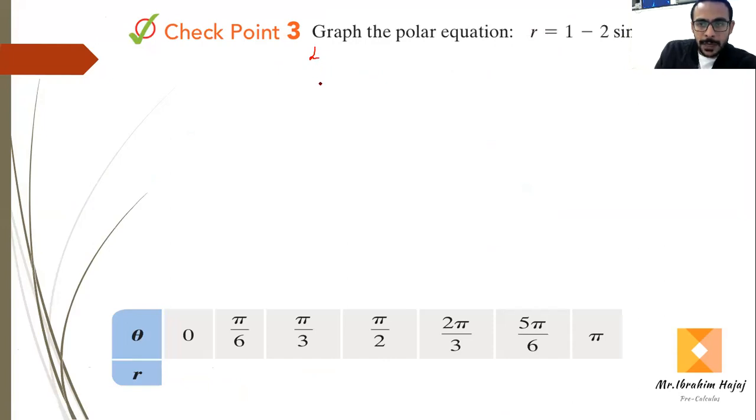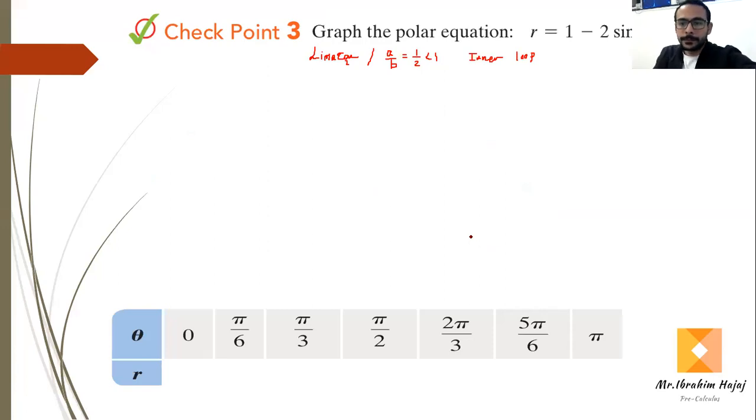Limaçon. Limaçons, yes. And if we make a over b equal 1 over 2, inner loop. So limaçon with inner loop. Why? Because a over b equals 1 over 2, which is less than 1. The ratio of a to b is less than 1. We said it's what? Inner loop. Excellent. And because it's the inner loop, yes.